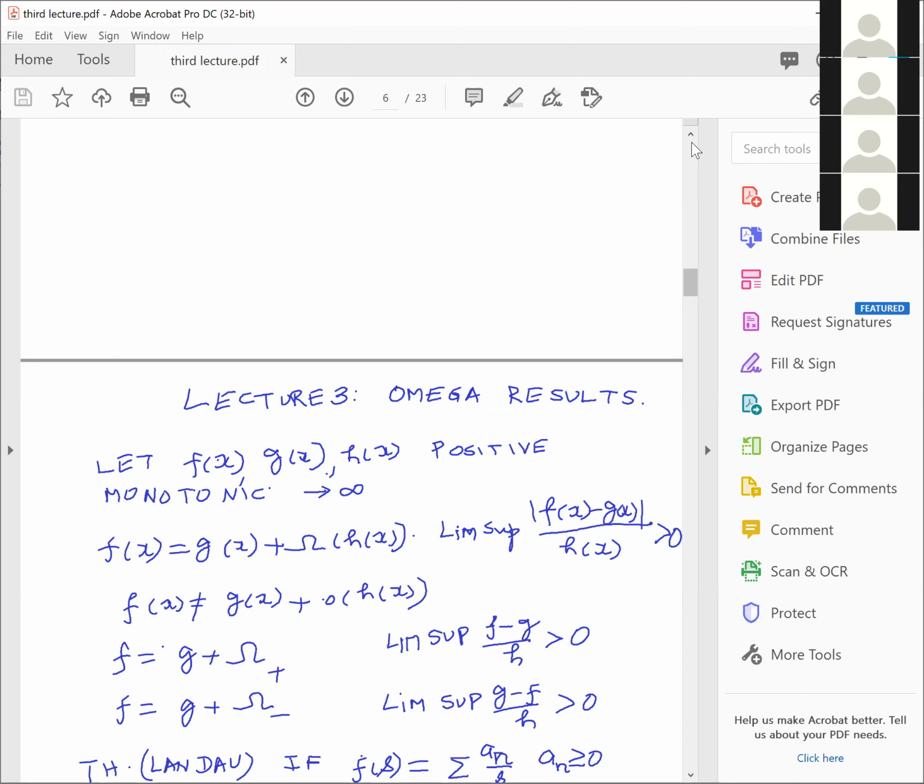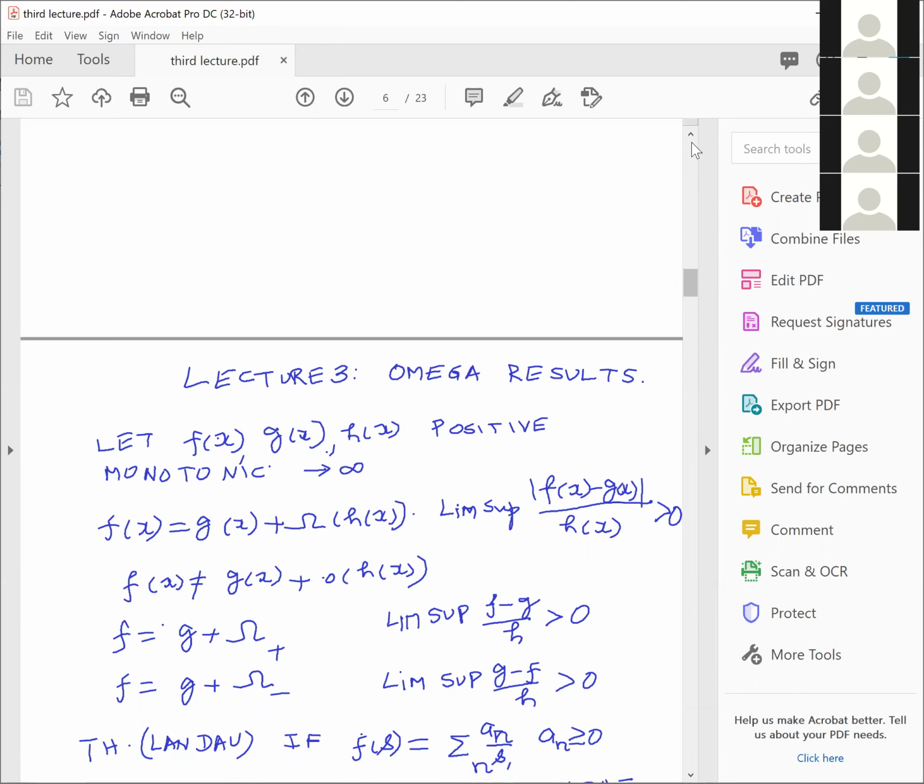Therefore, this only says that if you take f of x and an asymptotic formula for f of x, and the main term is g of x, then you have f of x minus g of x, and this error can be sometimes as big as h of x. That's all it says. That's the Omega result: this error term f of x minus g of x can be sometimes as big as h of x.